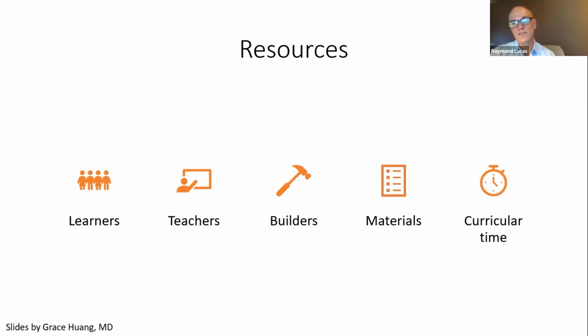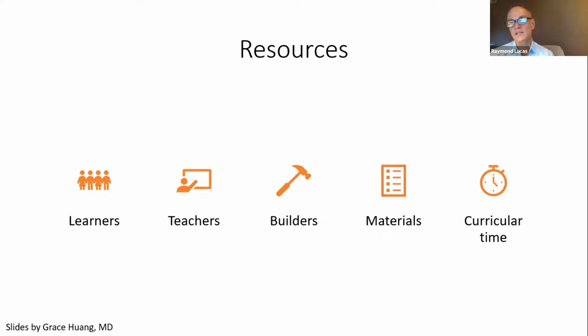And then again, if it's a live thing, what materials do you need in the classroom? If it's small group learning, do you need hand printed worksheets? Do you need flip charts? Or if it's not in the classroom, do we need Zoom with breakout rooms or what have you?